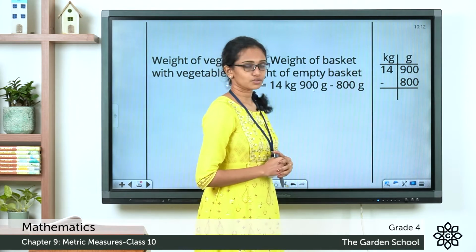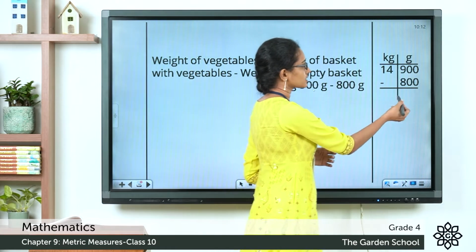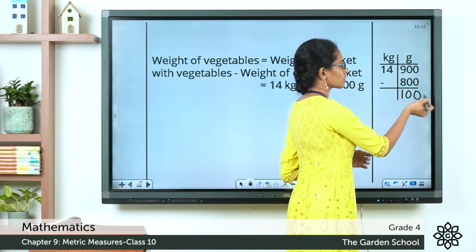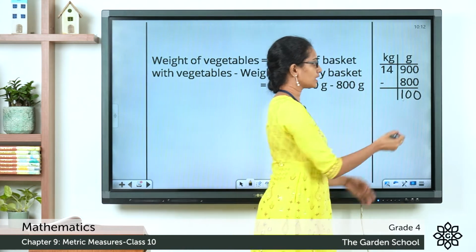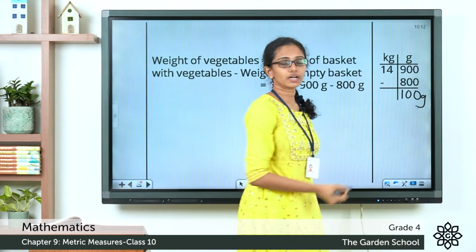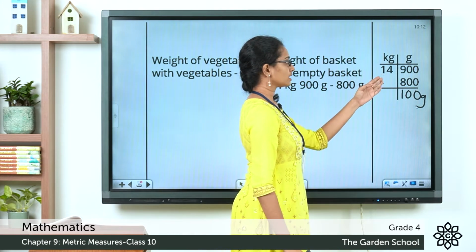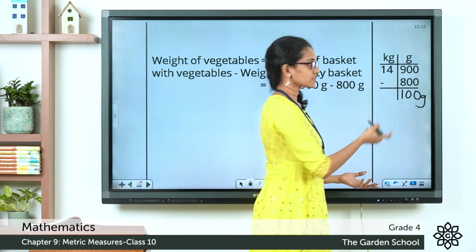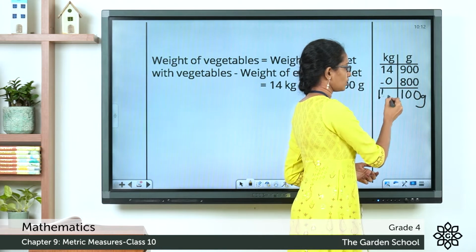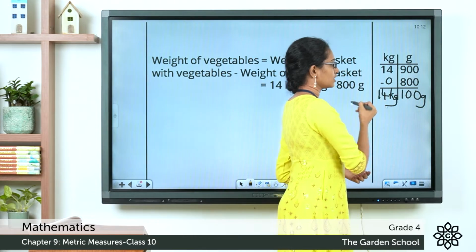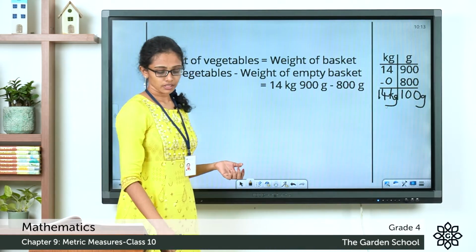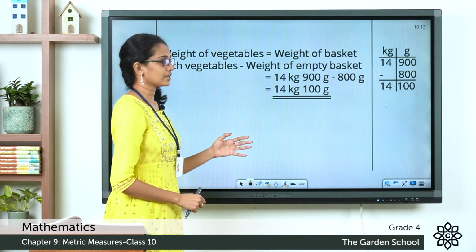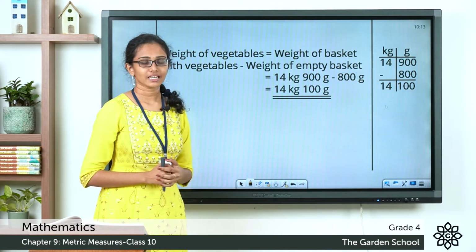So right now, let's do the subtraction. 0 minus 0 is 0, again 0, 9 minus 8 is 1. So in the grams column, we have 100 grams. Now what about the kilograms column? Here we have 14 and here there is no number in the kilograms column. So we can take it as 14 minus 0 or 14 kilogram. So what is the weight of the vegetables? The weight of the vegetables is equal to 14 kilogram 100 gram. Hope this is clear to you.